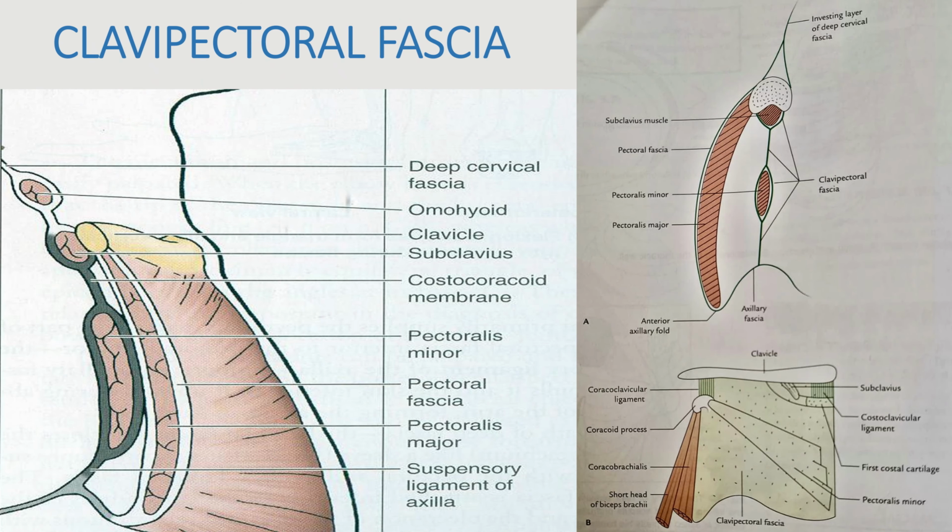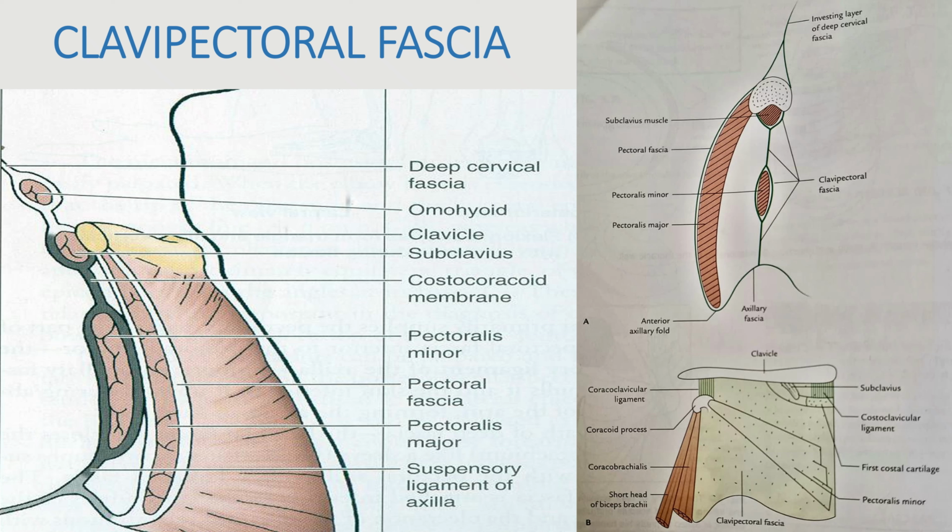Now, the next important topic to be covered in the pectoral region is the clavipectoral fascia. The clavipectoral fascia is a strong fascial sheath. In the anteroposterior plane, it is found beneath the clavicular head of the pectoralis major. The pectoralis major, as we know, has two heads of origin. There is a clavicular head and also a sternocostal head. So the clavipectoral fascia is found beneath the clavicular head of the pectoralis major muscle in the anteroposterior plane.